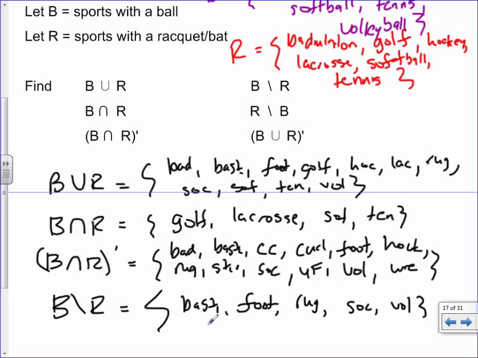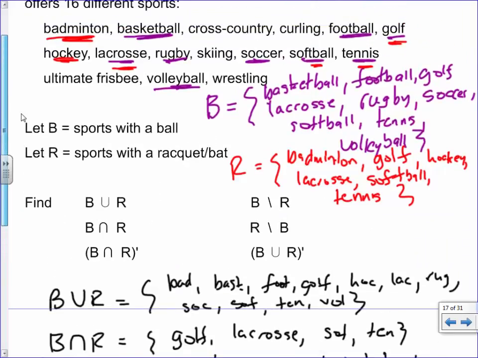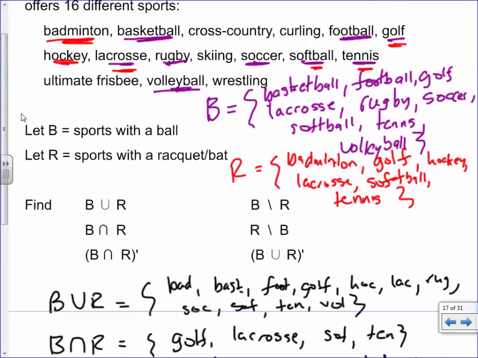Okay. Let's just finish it up then. R not B then? What would that be? Rackets, but not a ball. So badminton and hockey, I think, are the only ones that are circled there, right?